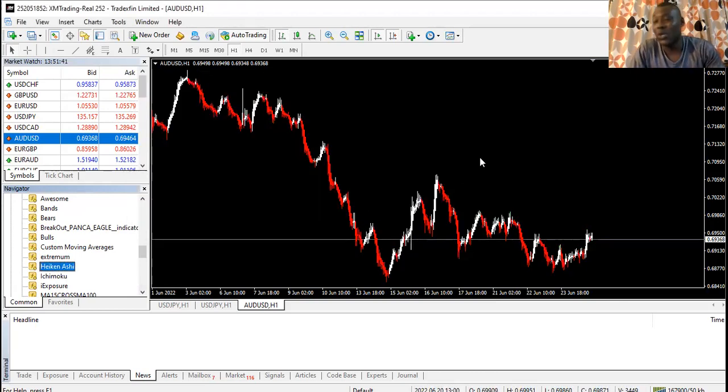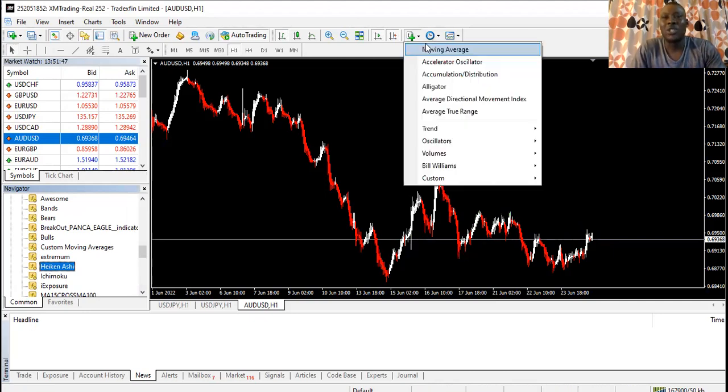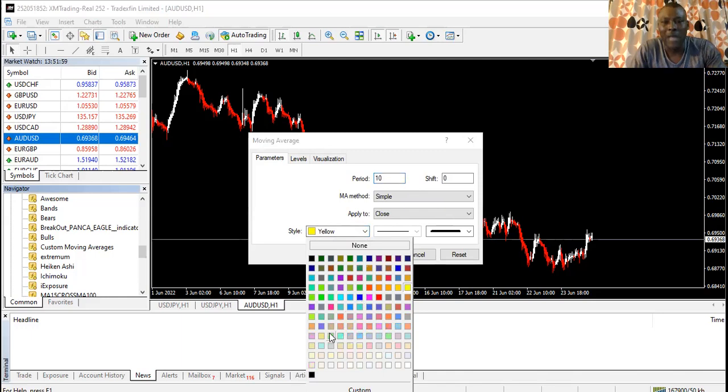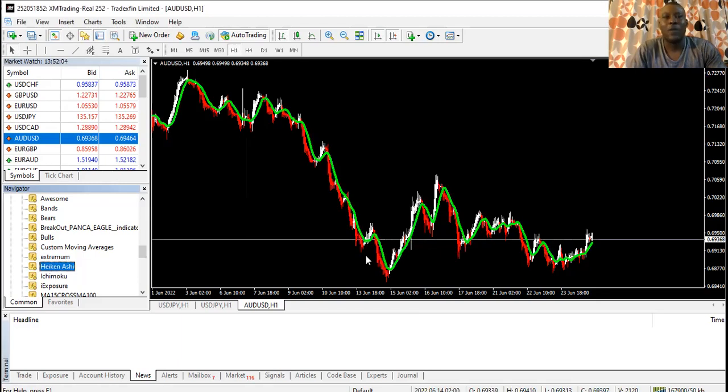The next thing I'm going to do here is grab some kind of moving average. I have the moving average 50, but let me go down to using the moving average 10. Okay, this is moving average 10. If you look at it properly, it is the price itself. It shows you every pattern that is happening on the chart.